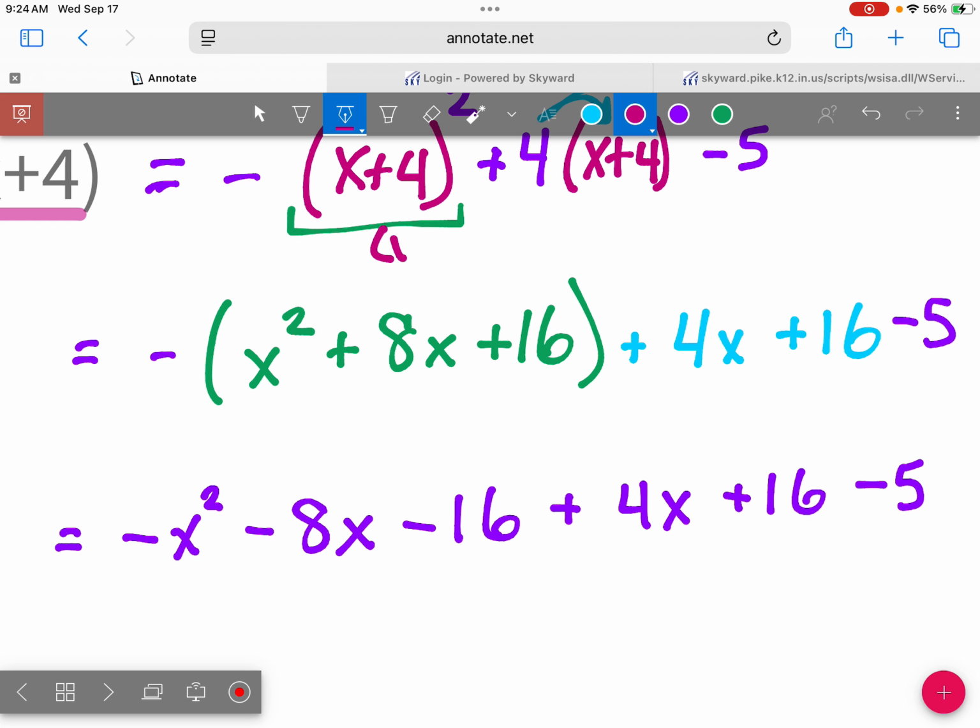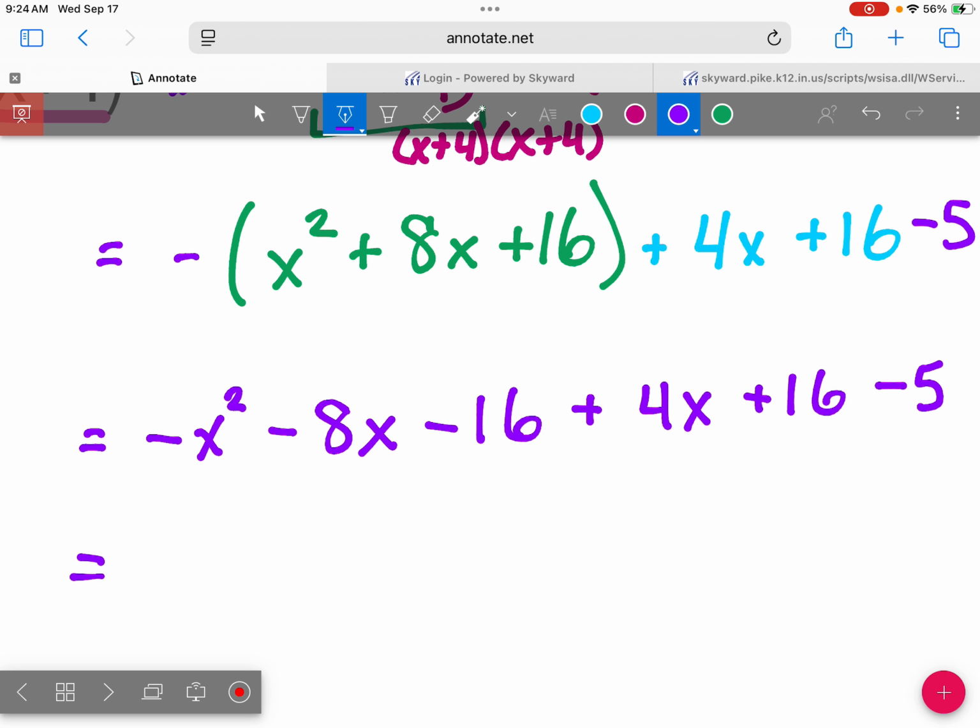Think of it this way. X plus 4, x plus 4. Think of it that way. We got to get that middle term. Important piece. All right, so now where do we go from here? Combine some like terms. We got a bunch of like terms in here.